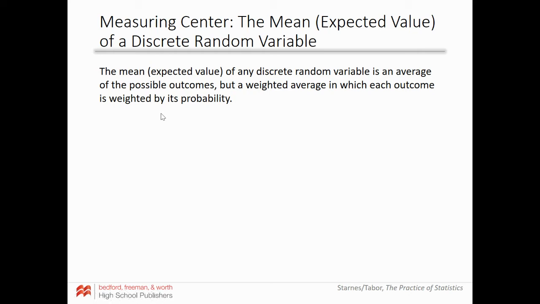The way we talk about center here, we're actually going to talk about the mean. Another name for the mean is the expected value. If you see those two in this chapter, they are synonymous. So the mean, or expected value, of any discrete random variable is an average of the possible outcomes, but a weighted average in which each outcome is weighted by its probability. So the more likely an event, the more it's weighted.